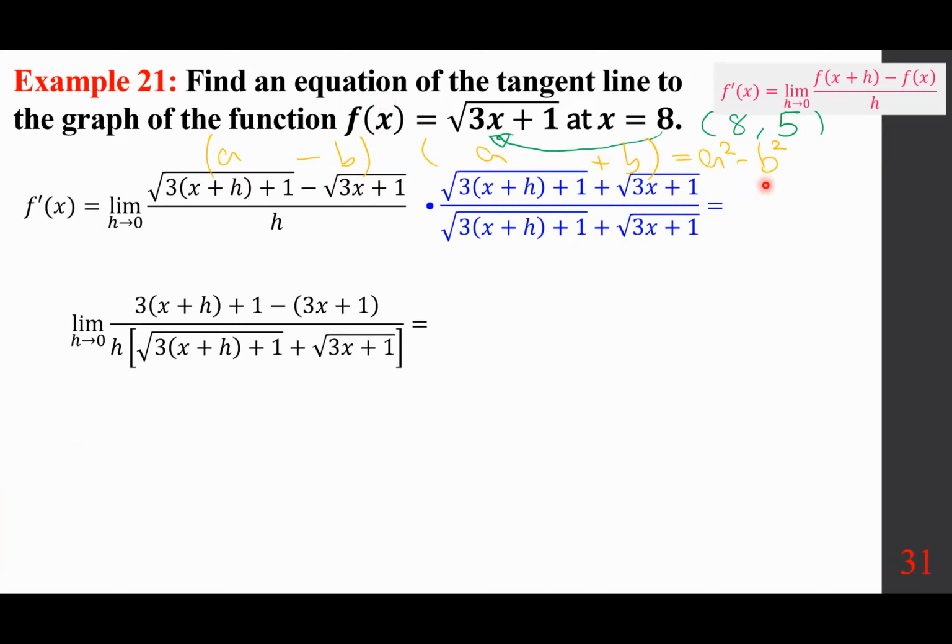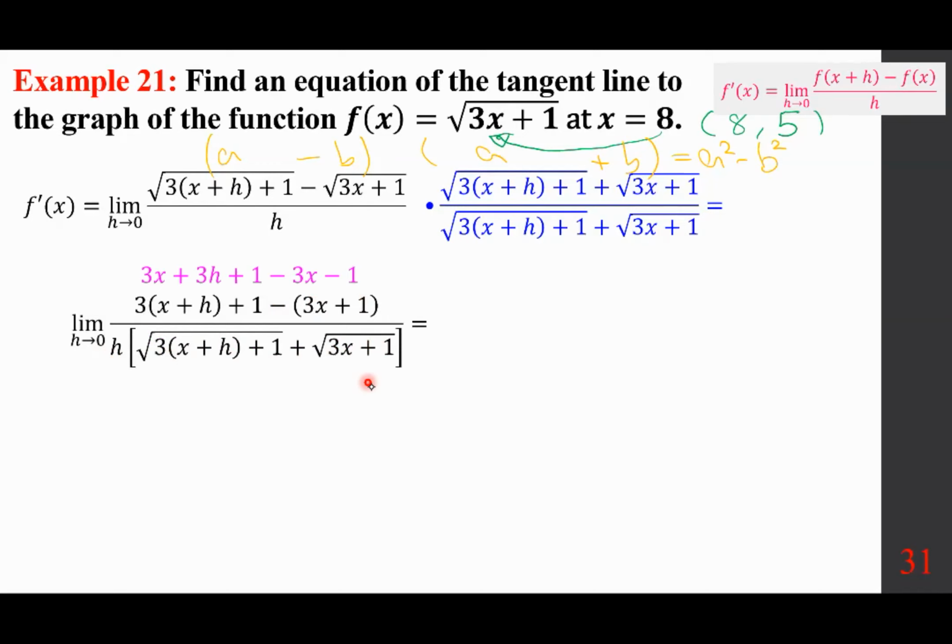So a squared minus b squared, the first one gets squared up and it comes out. And so does the last one. So we're going to write 3x plus 3h plus 1 minus 3x minus 1. As far as the denominator, we don't touch it.